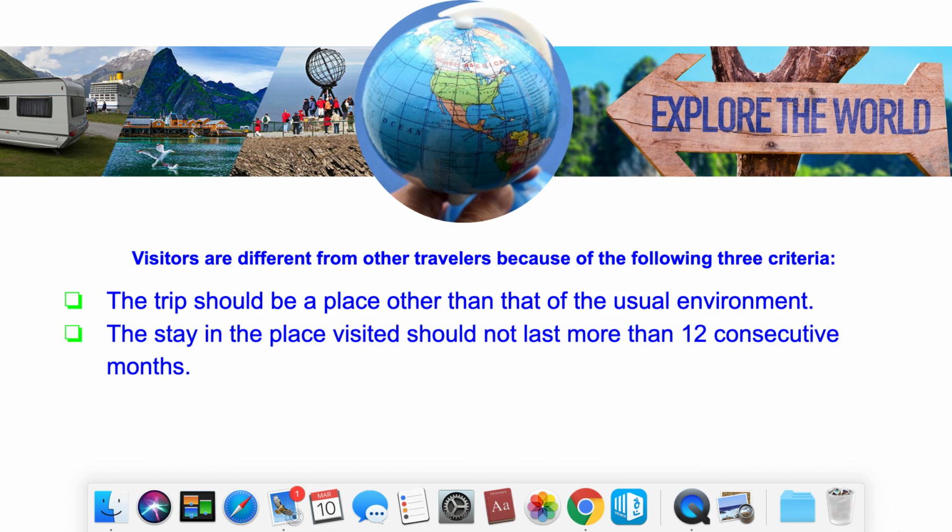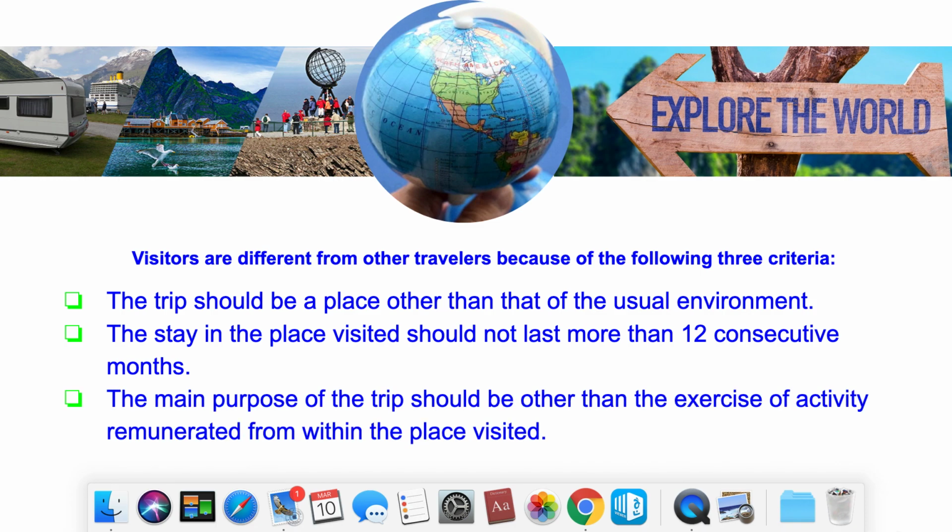The stay in the place visited should not last more than 12 consecutive months. We have previously learned that tourism travel duration can be less than 12 months or less than a year. And the main purpose of the trip should be other than the exercise of an activity remunerated from within the place visited. So people would be traveling to another destination for whatever leisure, business, or personal reasons they have. They can enjoy the place, they can look at the culture, but definitely they cannot receive any form of compensation when they go to that certain destination. So that divides the line between the visitor or tourist and the traveler.